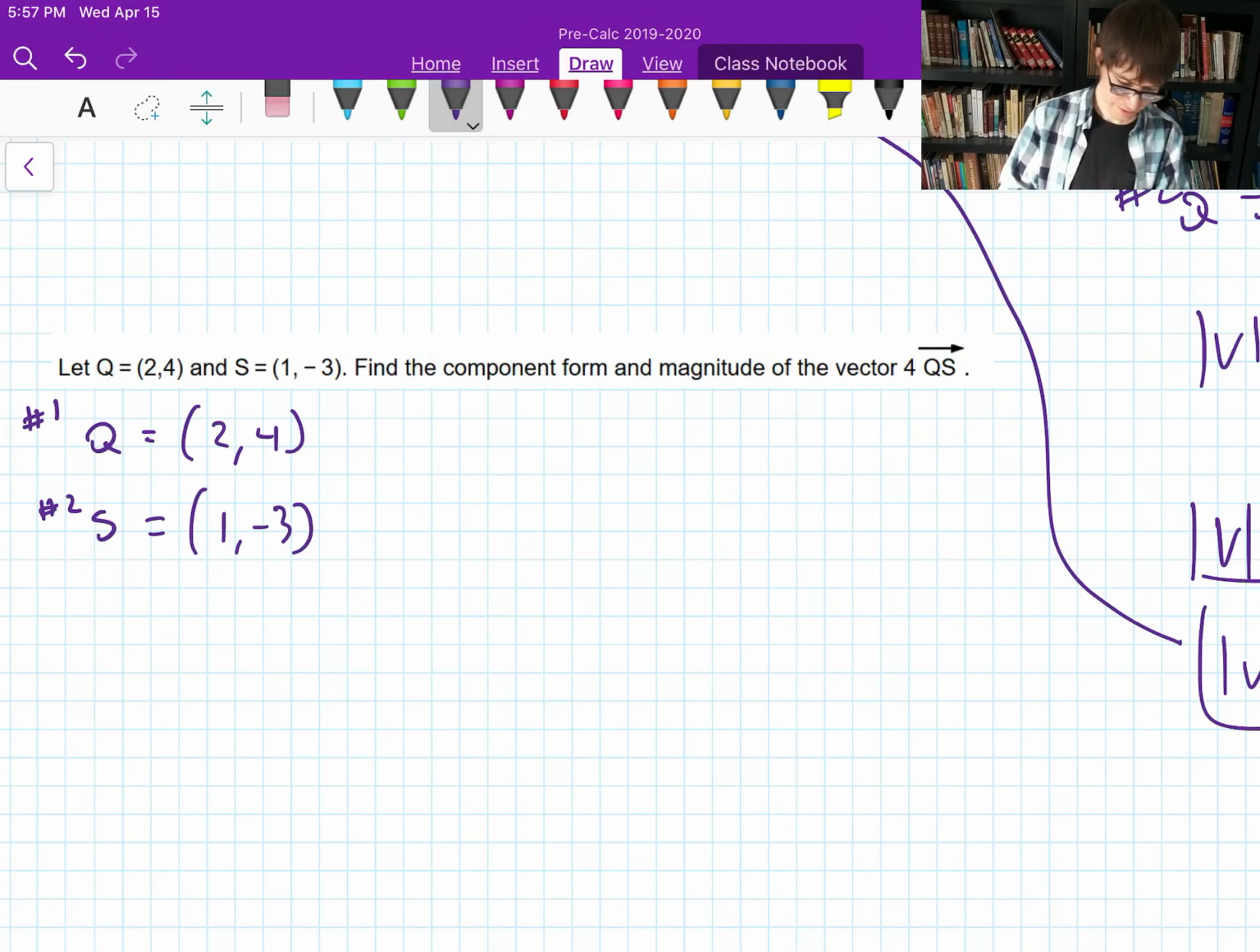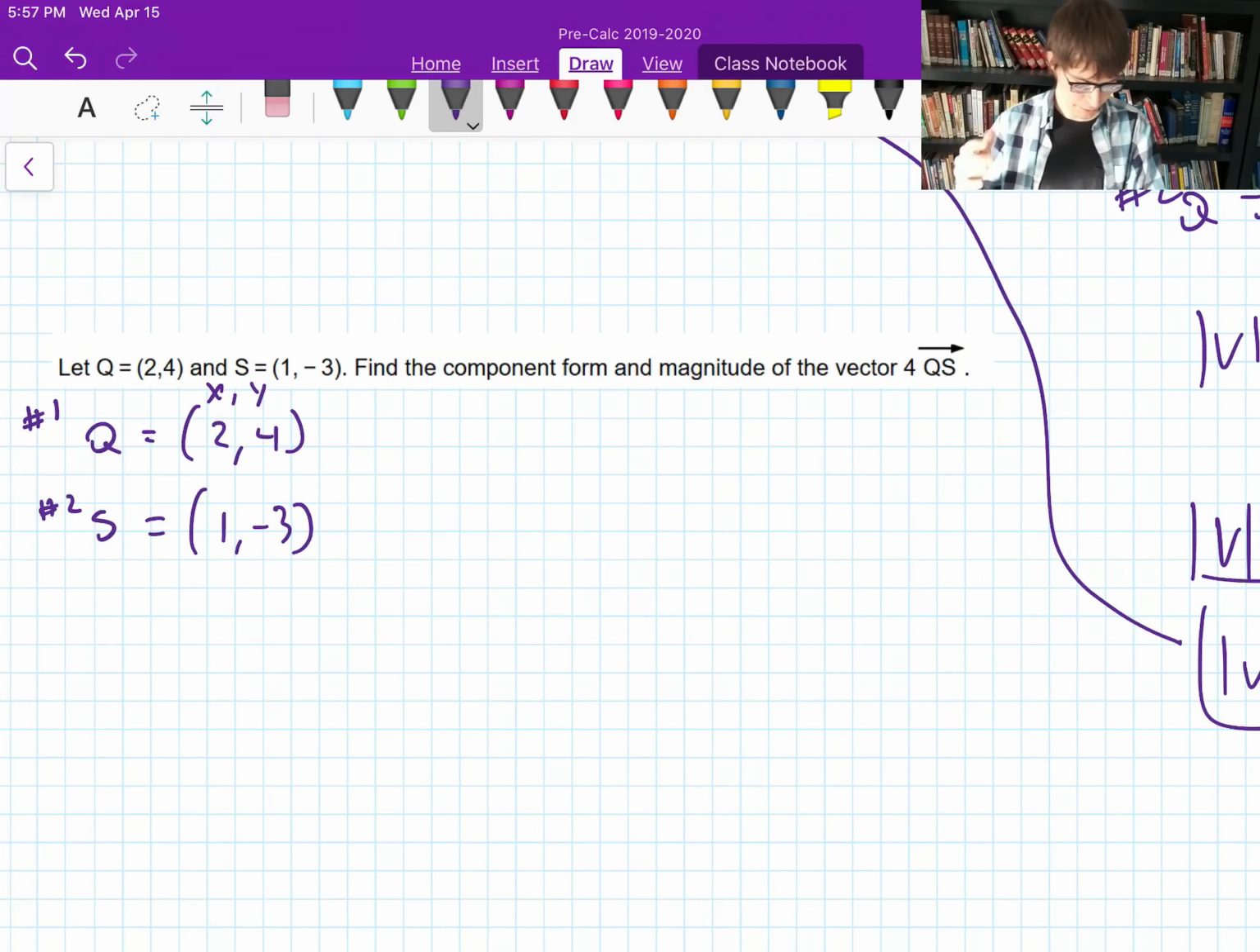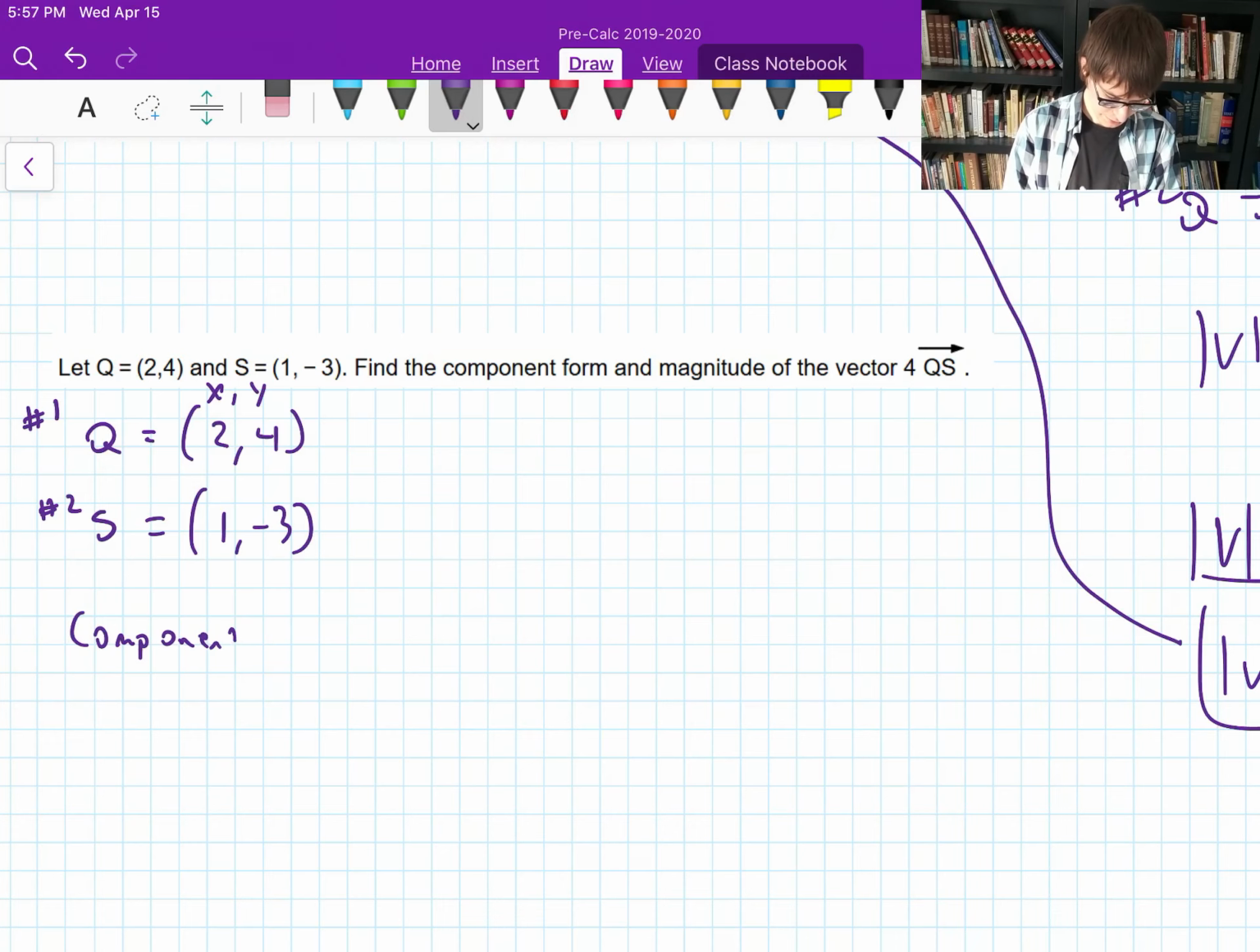Okay, from here let's say we want to go to the component form first, x, y. Let's get the component form of QS first. You know what? Let's make this simple on ourselves. Define the component form and magnitude. It's the exact same thing as what we've been doing before. Everything's precisely the same, except you multiply your answers by 4.